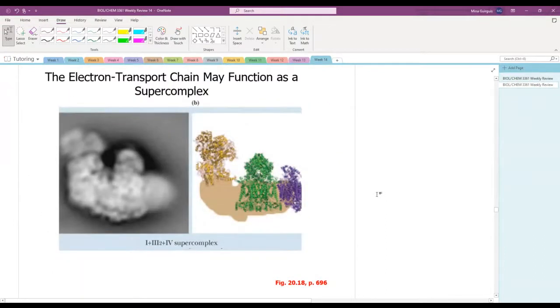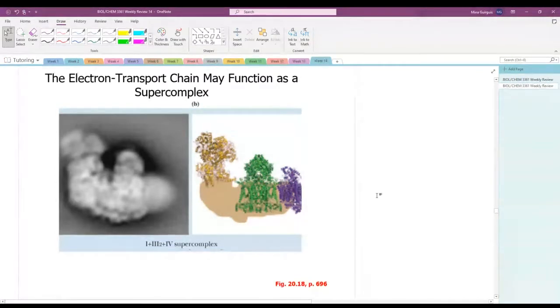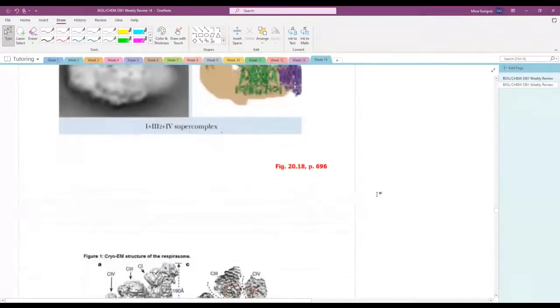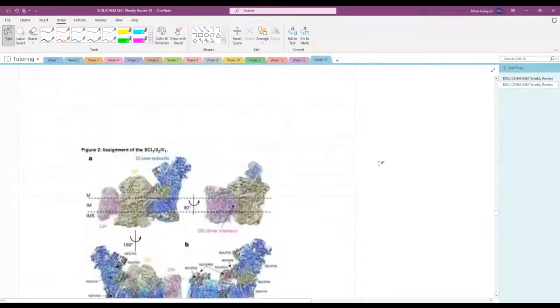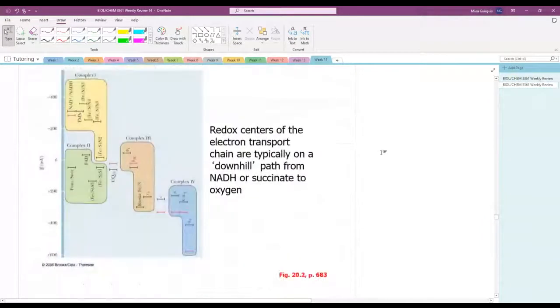So interestingly, we talked about there being 3 complexes in complex 4, but really the entire electron transport chain could be seen as kind of a super complex. Okay, because it all kind of does the same thing. Okay, more images to help you guys conceptualize.